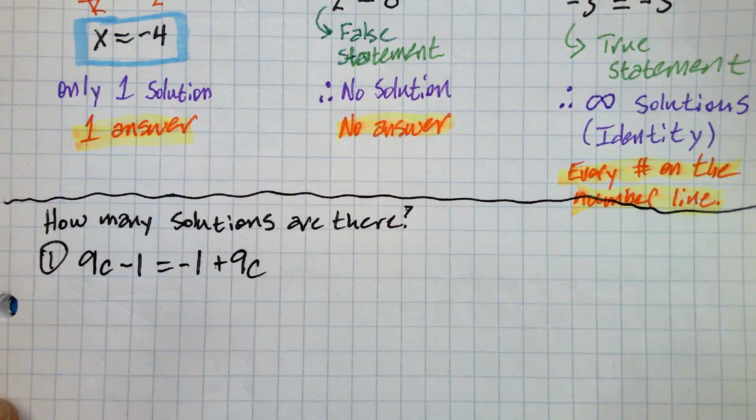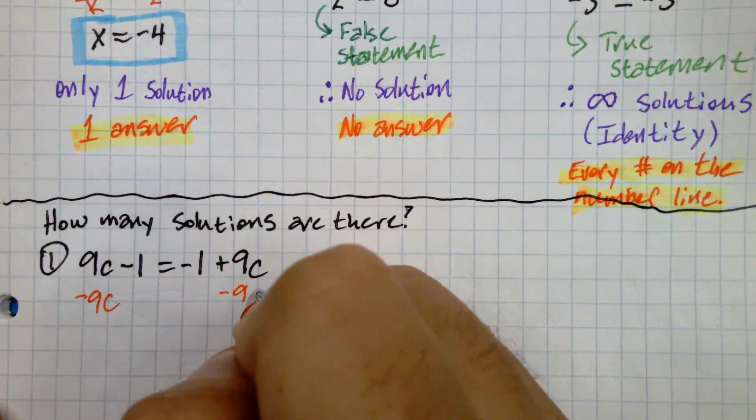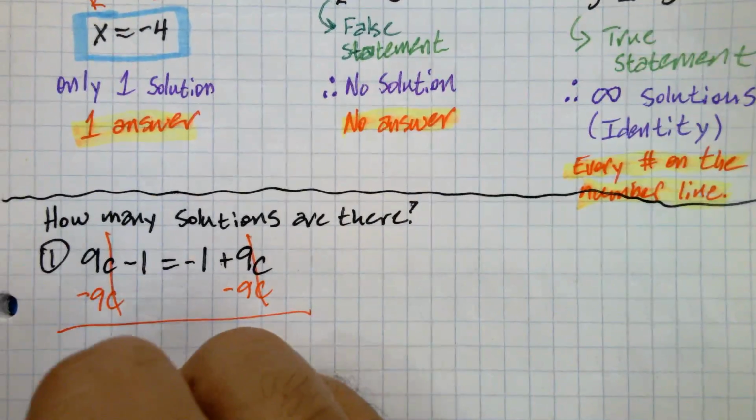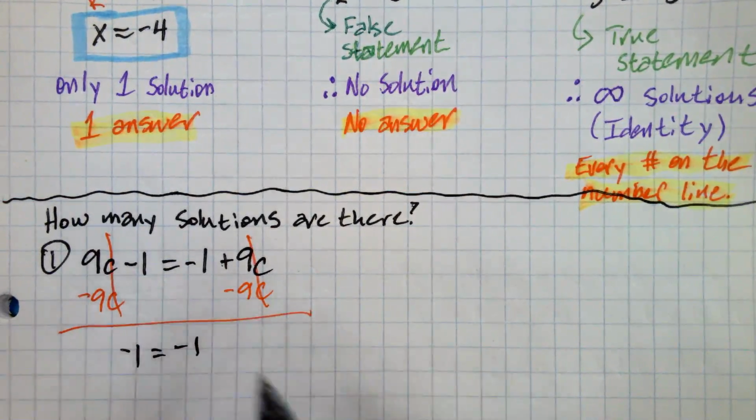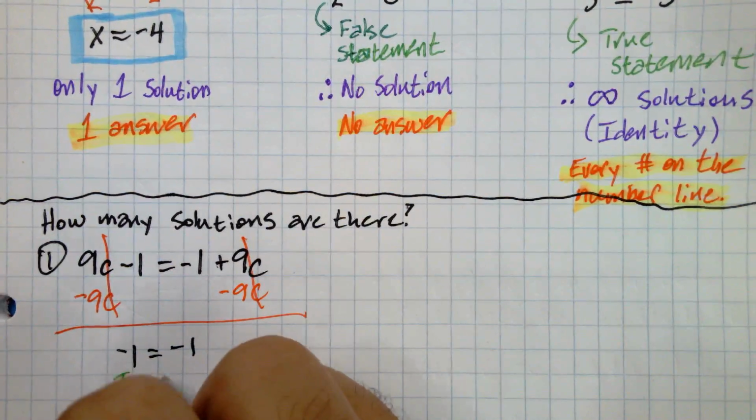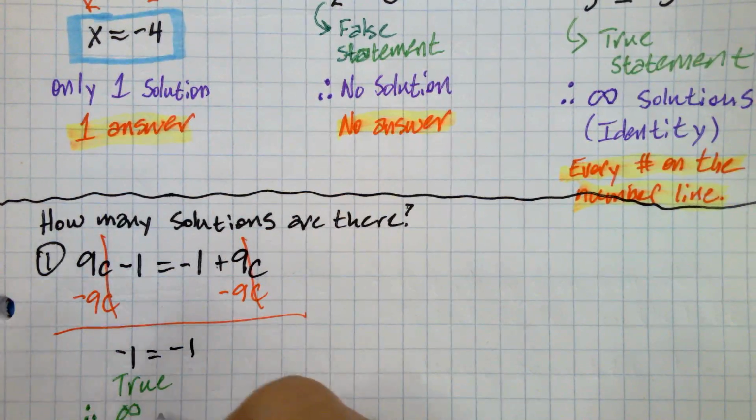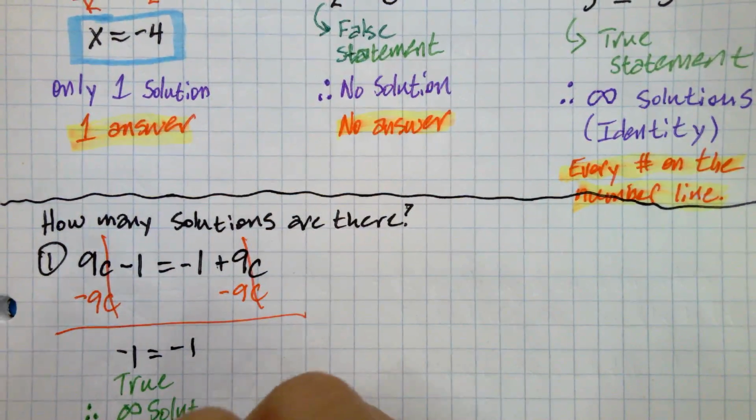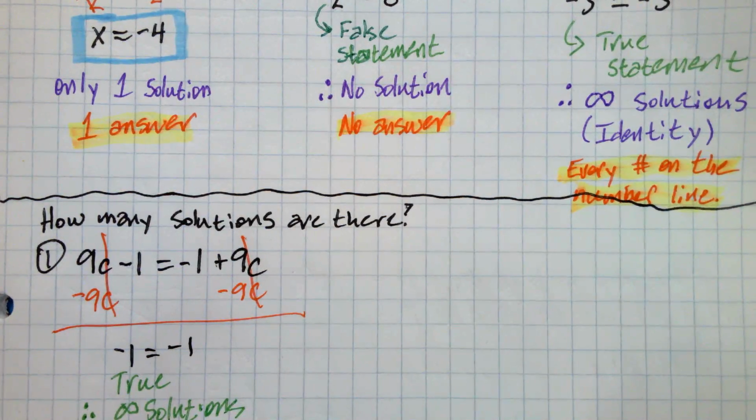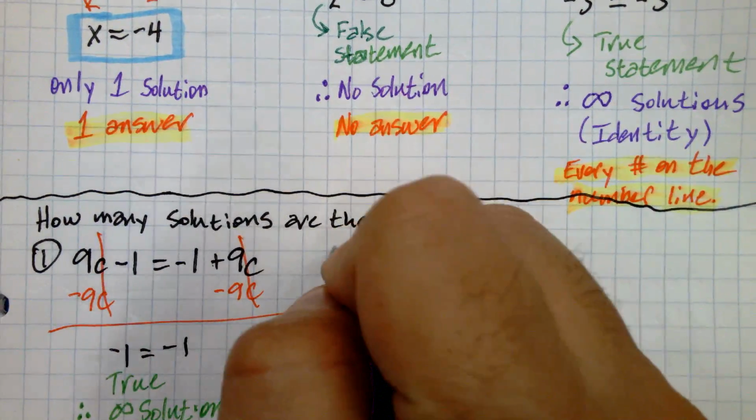9c minus 1 is, and what's going to happen is eventually you would do this, right? And you end up with negative 1 equals negative 1, which is true. Therefore, infinite solutions. Okay, that was our key there. Let's try another one. Number 2.